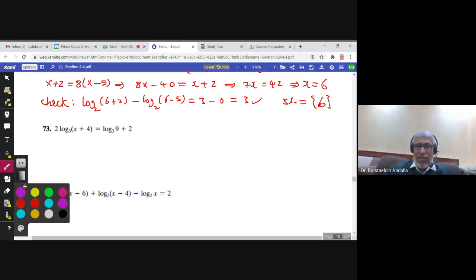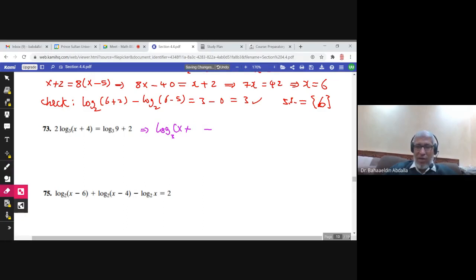Well, first thing I have to do here, I will write it like this: 2 log x plus 4 to the base 3, using the power rule. Okay, and then I take log 9 to the base 3. That's easy. What is log 9 to the base 3? Log 9 to the base 3 is 2, because 3 to the power 2 is 9. So this is in fact 2.